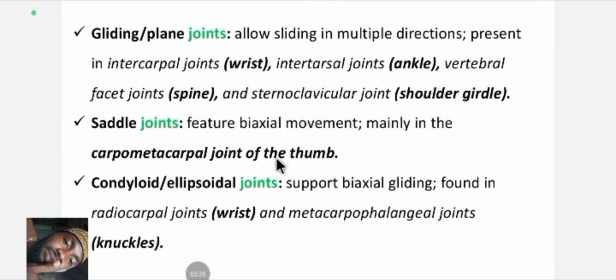Okay. The next joint is what? The condyloid, or it can be called ellipsoidal joint. It supports the biaxial gliding found in what? The radiocarpal joint. It's found in the wrist here. Okay, one slides over the other. Can you see? One is static, the other slides on it. You also have it on the knuckle here. Look at it. You have it here. That's the kind of joint you have here.